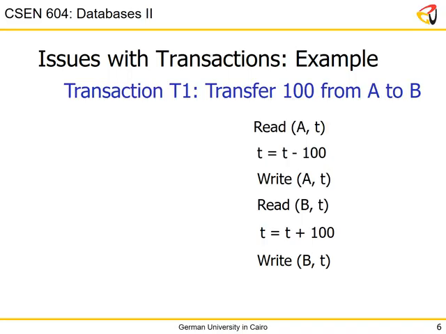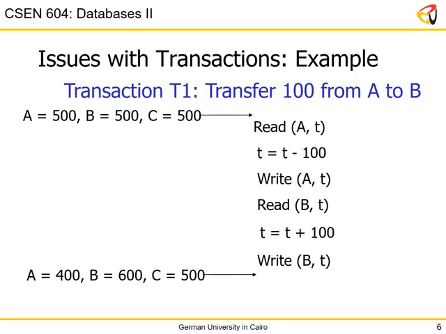We will read A into T, we will take from T 100, and then we will write back T into A. And then we will read B into T, and then add 100, and then write back T into B. Okay? So you take 100 from A, and you add 100 to B. So you start with 500, 500, 500, and you end up with 400, 600, 500. Makes sense, right? So there's really no issue here.